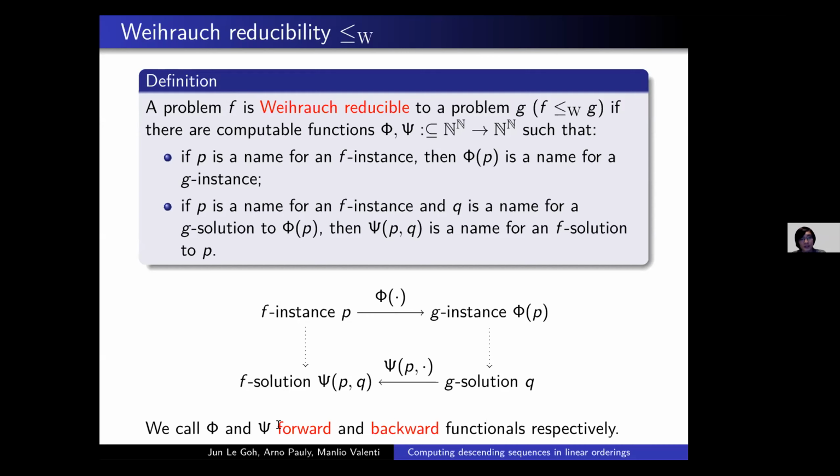And just a point of terminology. So phi and psi, I will call them the forward and backward functionals respectively. Okay, so that concludes the very short introduction to Weihrauch reducibility.